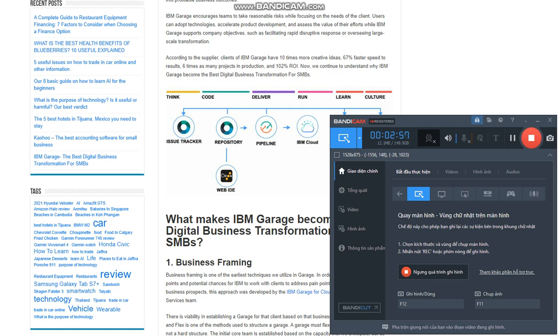The idea of core and flex is one of the methods used to structure a garage. A garage must flex as necessary because it is not a hard structure. The initial core team is established based on the capacity that we anticipate. But as more business opportunities are revealed, it may become necessary to scale the garage team using the flex model. Flex actually refers to the greater capacity that will enable the garage to offer as many results as necessary without having to put items on wait due to capacity restrictions.